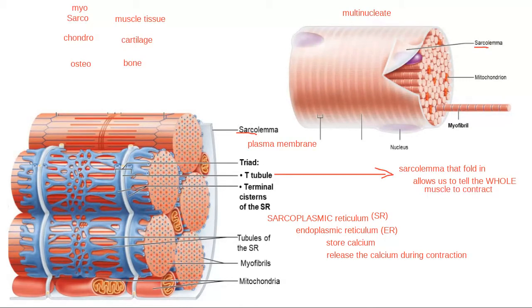That's the job of the T-tubules, to take a message that we receive in one place on the sarcolemma and send it all the way to the very middle of our muscle fiber, all the way to where those myofibrils are right next to that sarcoplasmic reticulum.